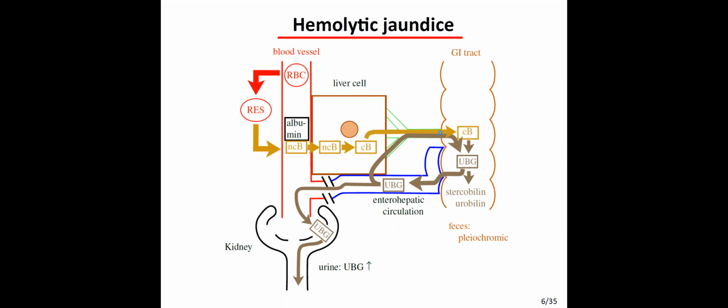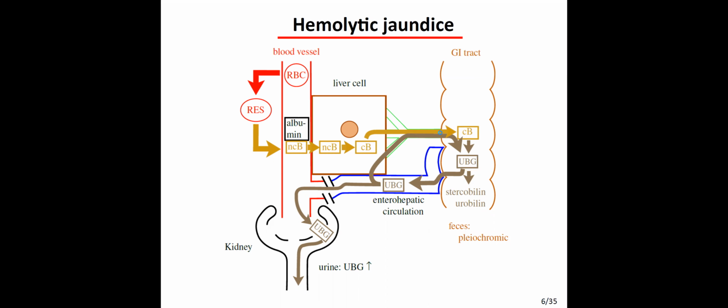And because it's more, the color of the feces is darker. This is why we have darker, pleiochromic feces. More bilirubin, more UBG. So in the urine, we have an increased UBG concentration. Increased UBG concentration could mean that more conjugated bilirubin enters the intestine. Now, how do we know that this is happening with the red blood cells?